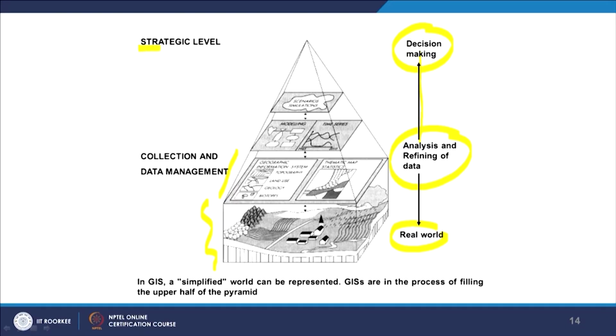The people sitting at the top are basically at the strategic level. Then some people are in collection and data management, these are the real GIS experts, and of course the real world is there. So the caption says a simplified world can be represented. It is not the real world, but a simplified world can be represented.